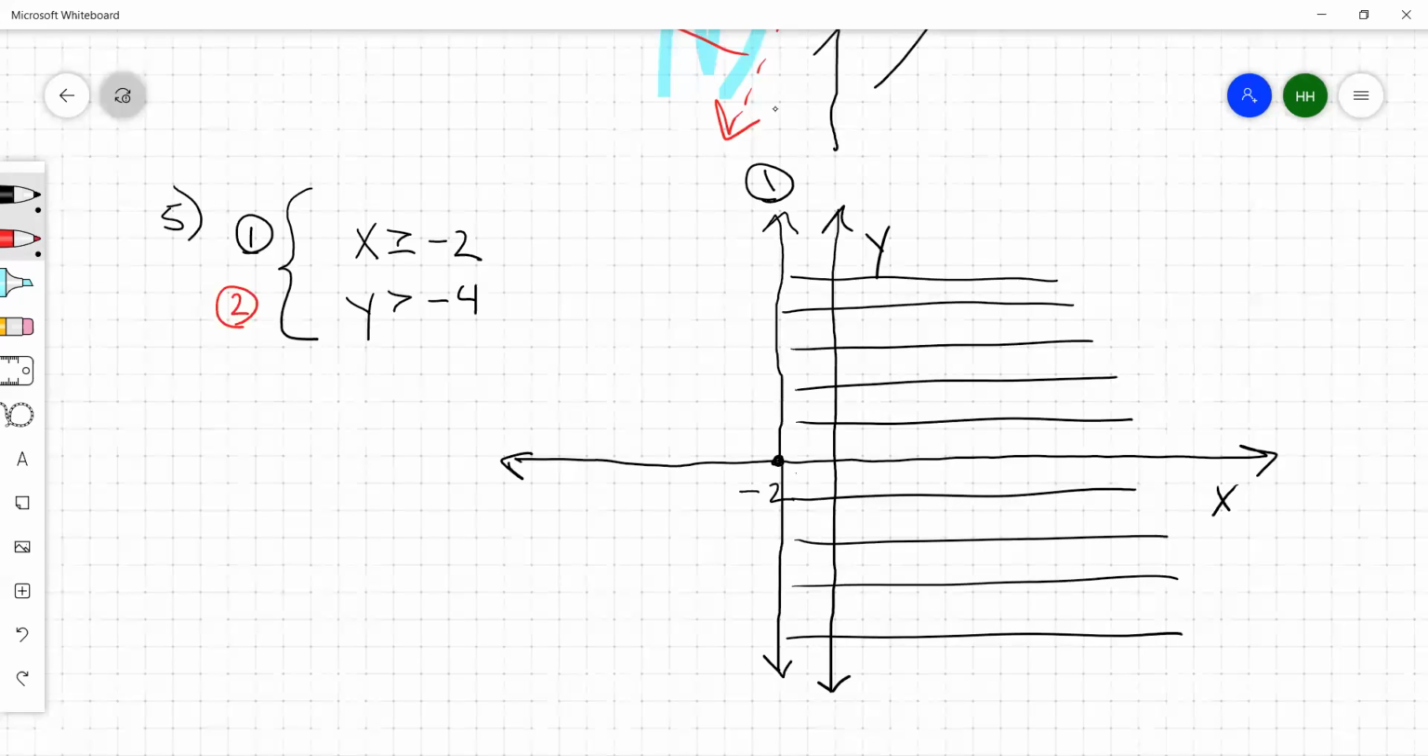Line 2, y is greater than negative 4. So we go to negative 4 on the y-axis and put a point there. Now we've got a dashed line through negative 4 on the y-axis. So we're right here. There's your line 2. Greater than negative 4, so that's everything above.